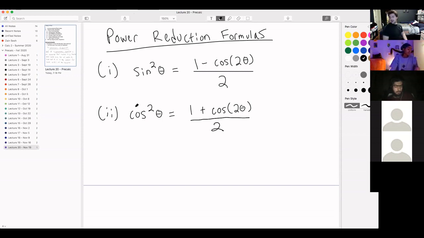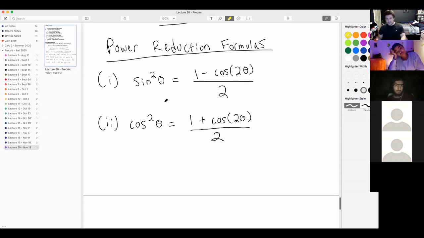All right, why are these called power reduction formulas? Well, the power of sine squared on the left side is 2, but the highest power on the right side is 1. So we have reduced the powers from 2 to 1. And similarly with the second one, we reduce the power of 2 to a power of 1. This will be very useful in calculus 2. Hopefully some of you will be going on to that, and these will become very handy when you're taking the integral of sine squared and cosine squared.